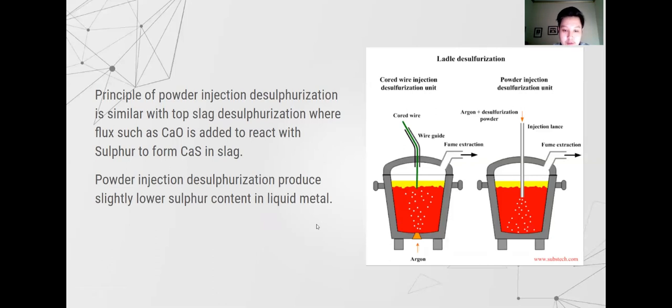There are two types of desulfurization, one with cord wire injection and the other with powder injection. The process principle is basically the same. One of the main differences is that cord wire uses a porous plug for stirring using argon, while in powder injection, stirring using argon gas is done by the same injection lance used for the powder injection. Powder injection usually produces a lower sulfur content and therefore is more favorable. Next.